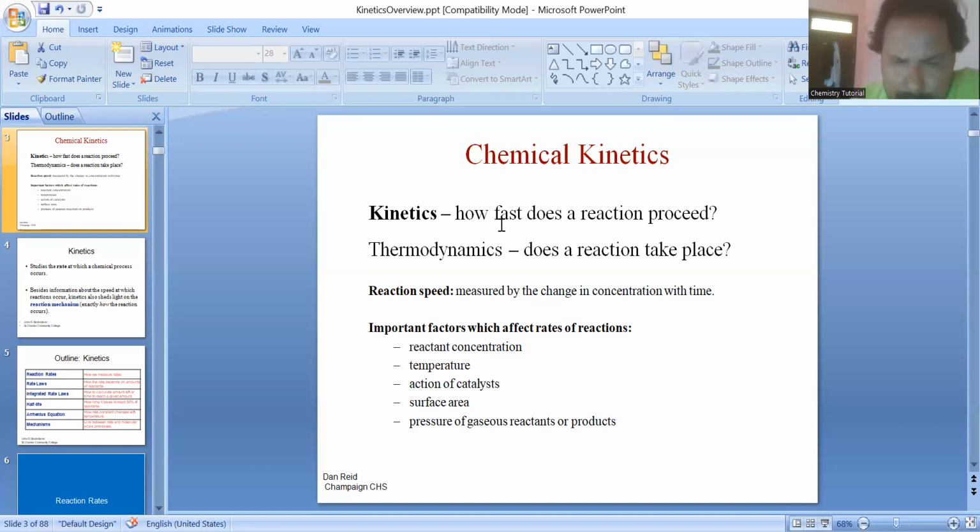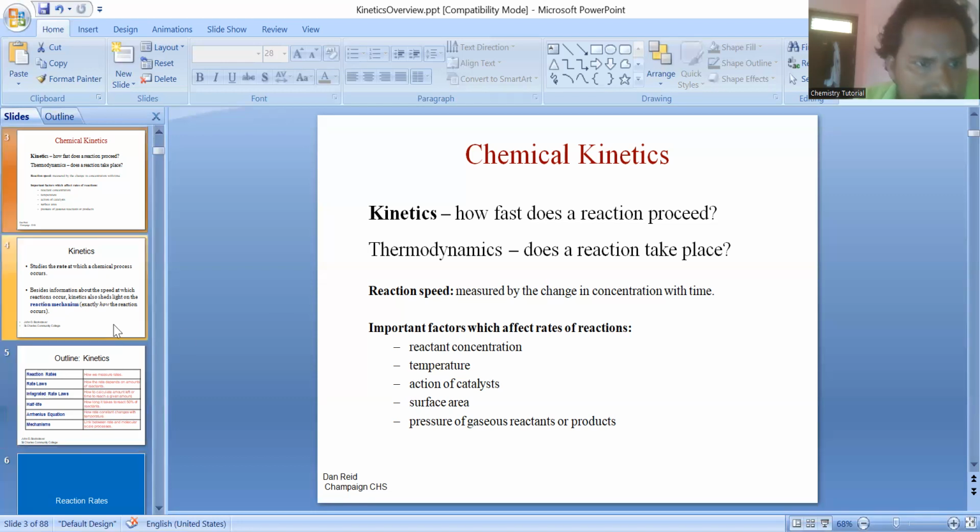Surface area: if you increase the surface area of the reactant, then the possibility of effective collision, you can say, will be much more. So that's why the possibility of conversion of reactant into products will be much more. Pressure of gaseous reactants or products: when you increase the pressure, the chances of reactant being converted into products will be much more.